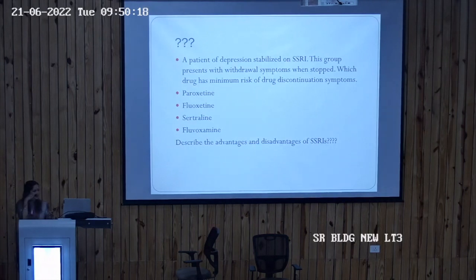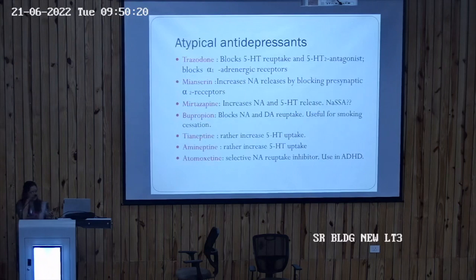We have already discussed. Atypical antidepressant पे आते हैं. Among atypical antidepressants you have trazodone, mianserin, mirtazapine, bupropion, tianeptine, amineptine. इसके अलावा भी there are certain other drugs which have come up recently. But let's understand क्या इनका mechanism है which is different from the typical antidepressants.